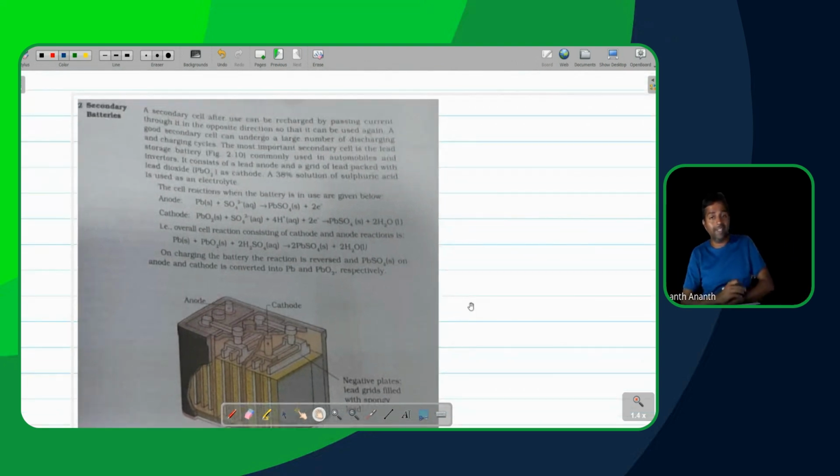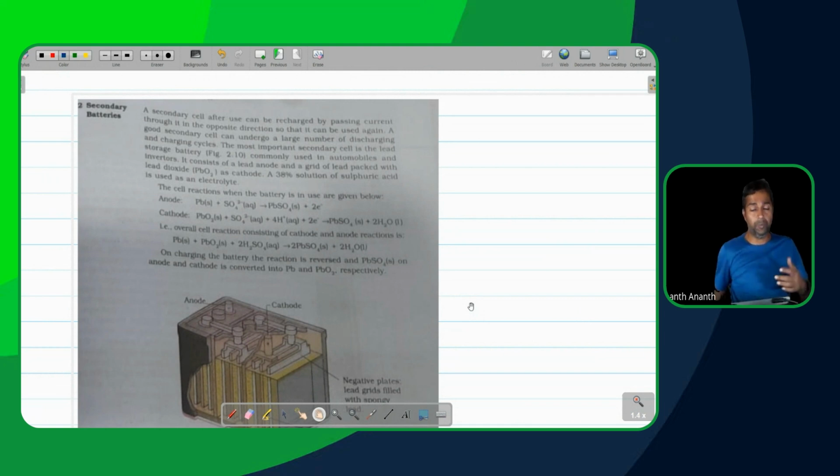So when you talk about the secondary battery, beta, how will that work? What is the purpose of a secondary battery? The purpose of a secondary battery is to run both ways, right? Yes.